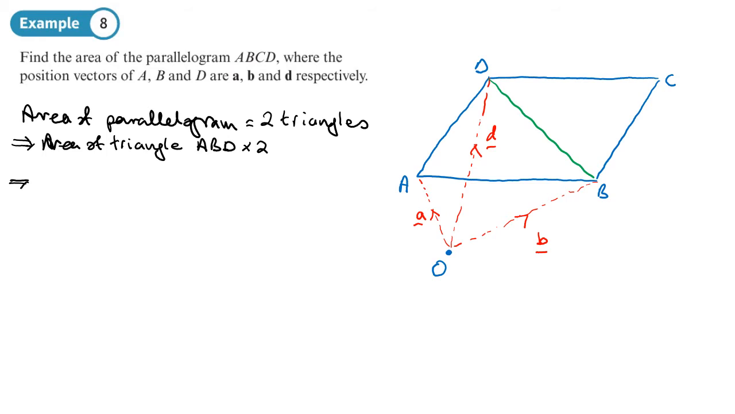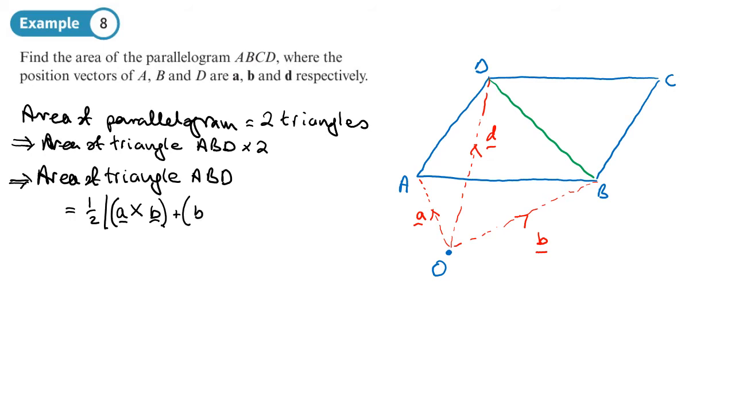Well, we can just use what we did before. So area, using the letters that we've got, so I need to learn to write. Area of triangle ABD equals half. Now we just follow through the alphabet. A cross B plus B cross D plus D cross A. Yeah, so just AB, BD, DA, like that. Just like AB, BC, CA, same type of thing.